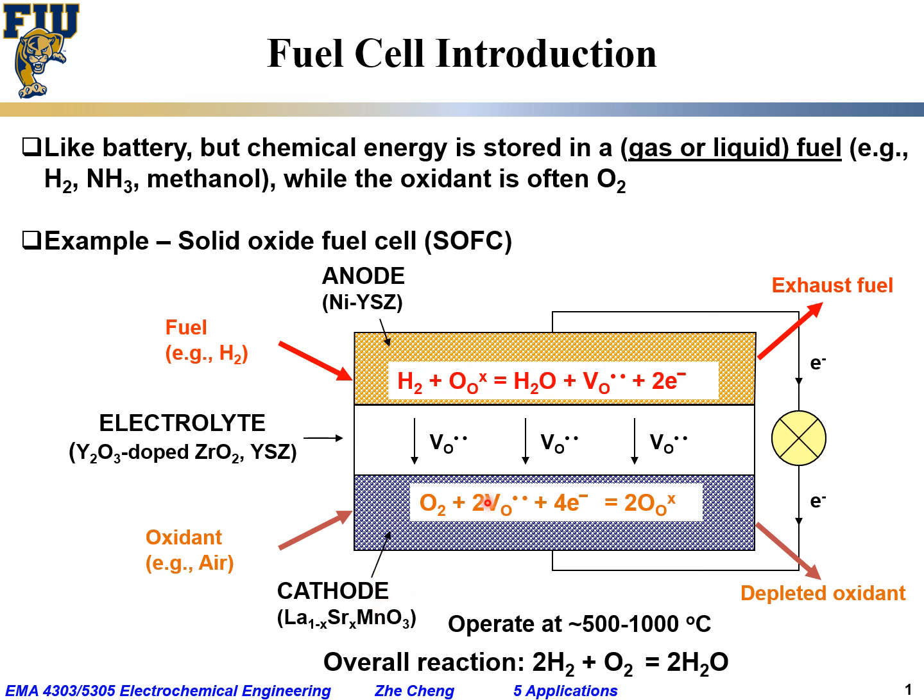Okay. And then you provide fuel on one side. On the other side, you may have so-called exhaust fuel, which means fuel with less hydrogen concentration but more water concentration. In this case, you have oxidant coming in, like air, into the cathode side. On the other side, you may have so-called depleted oxidant, depleted air with a lower concentration of oxygen gas. Okay.